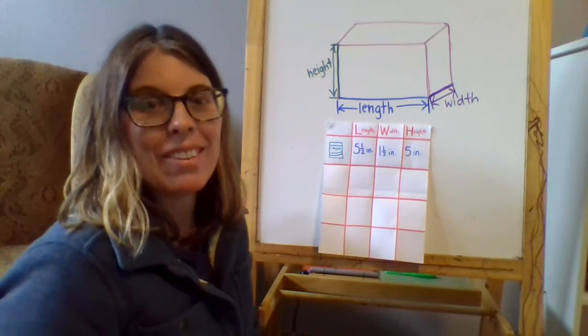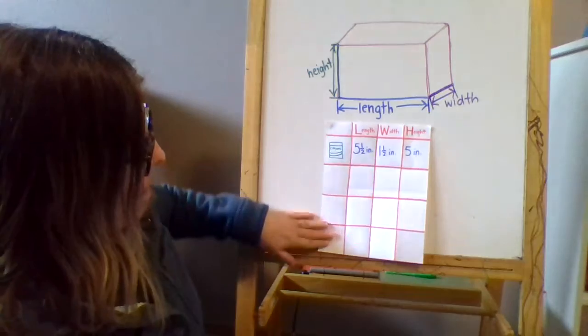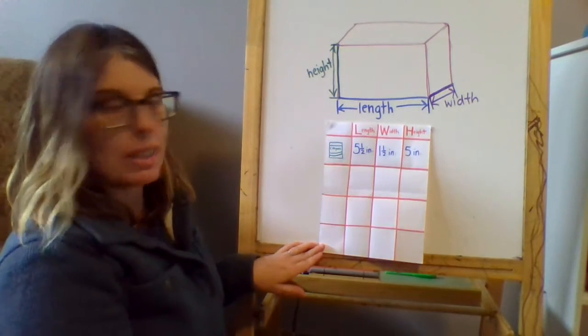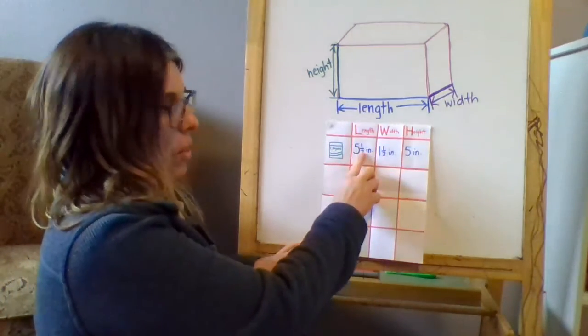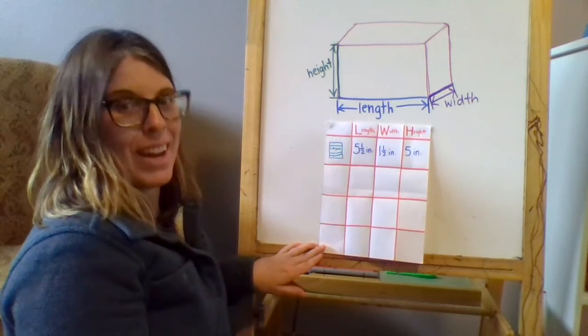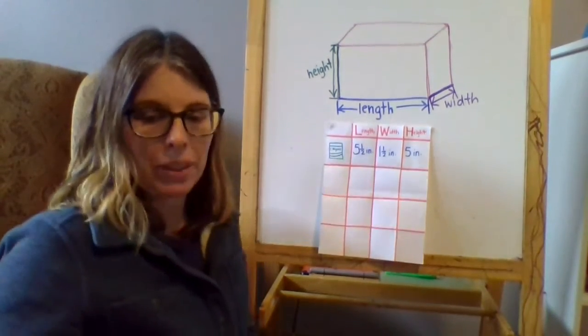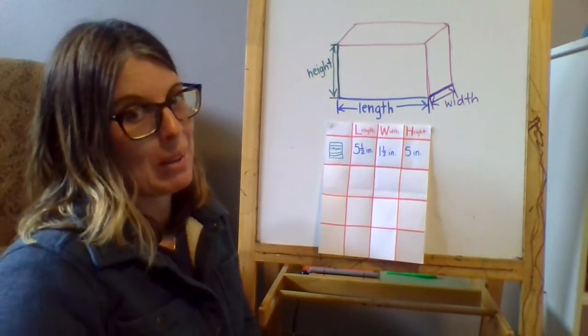Okay. Do you think you can do this? So you're going to measure, you're going to pick 4 different boxes. And for each of your boxes, you're going to measure the length, the width, and the height. Okay. I know that you can do this. Okay. Be really careful with your measuring and have fun picking out some boxes to use.